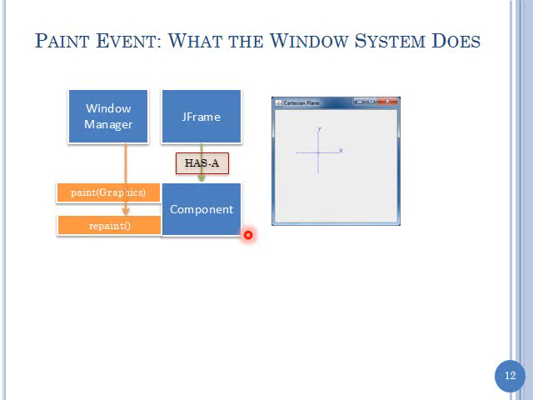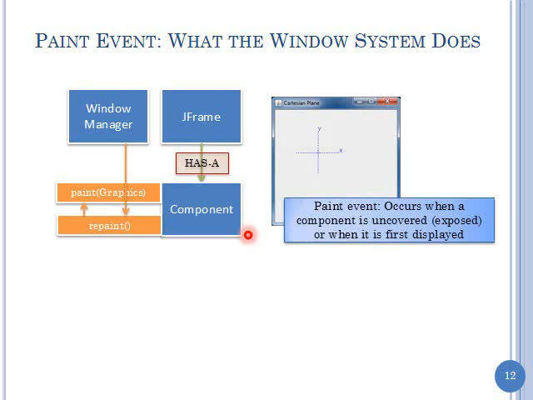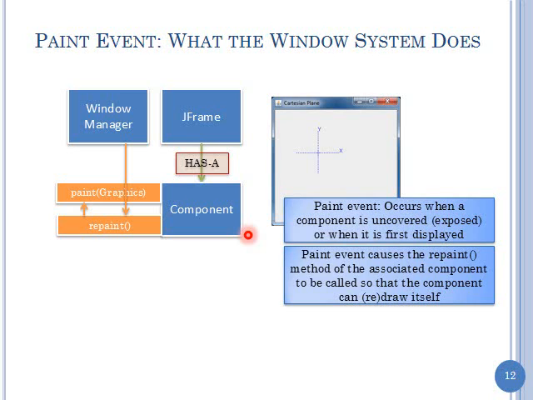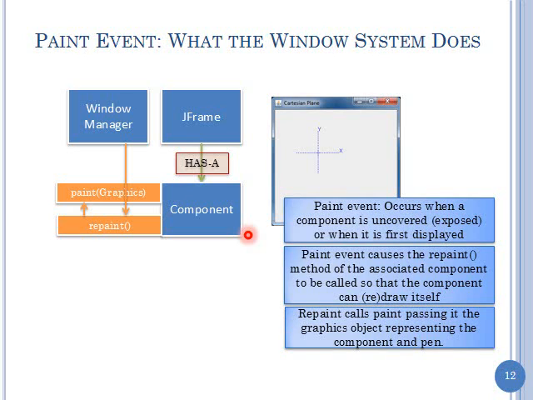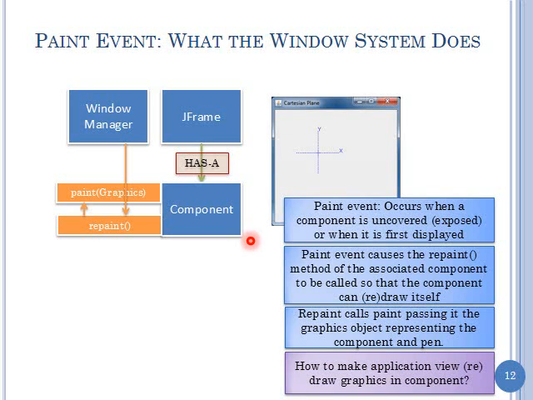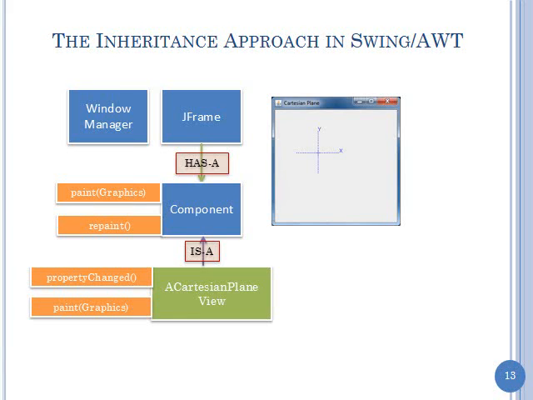Okay? So the window manager calls repaint, it calls paint, and paint occurs when a component is uncovered. So this is what I just said earlier. And now the question is how to make application view redraw graphics and component. There are two ways to do it, and this is the Keenan way now. Okay? We will make our view a subclass of component. Okay? And we will redefine the paint method.